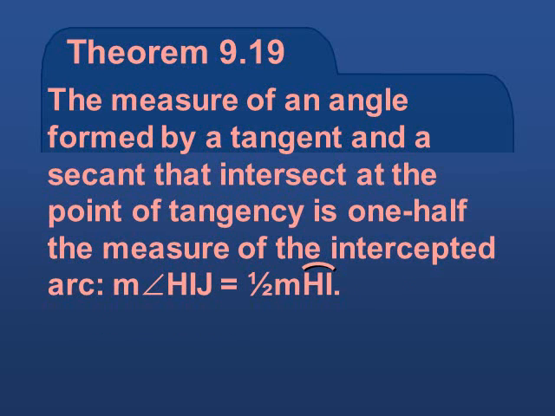So here we have another theorem where we're going to be talking about, instead of the intersection of two lines happening outside of the circle or inside of the circle, this is where they're going to intersect on the circle at the point of tangency, and the angle measure is 1/2 the intercepted arc.